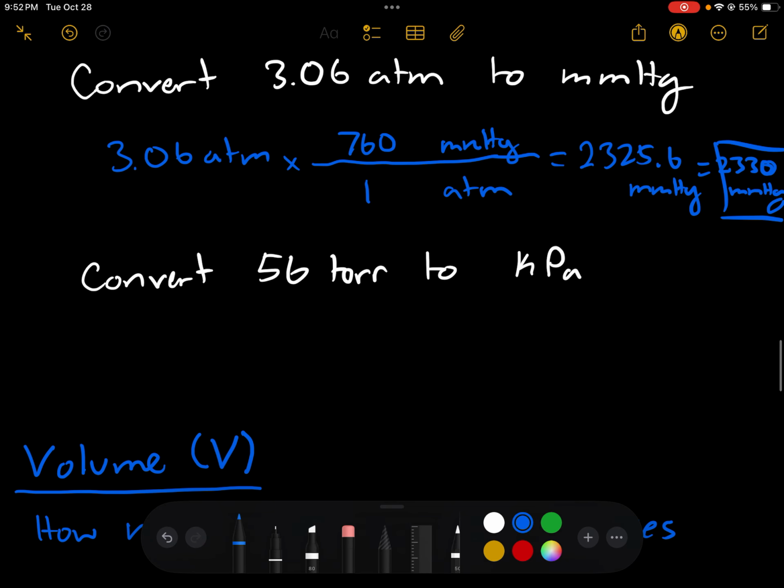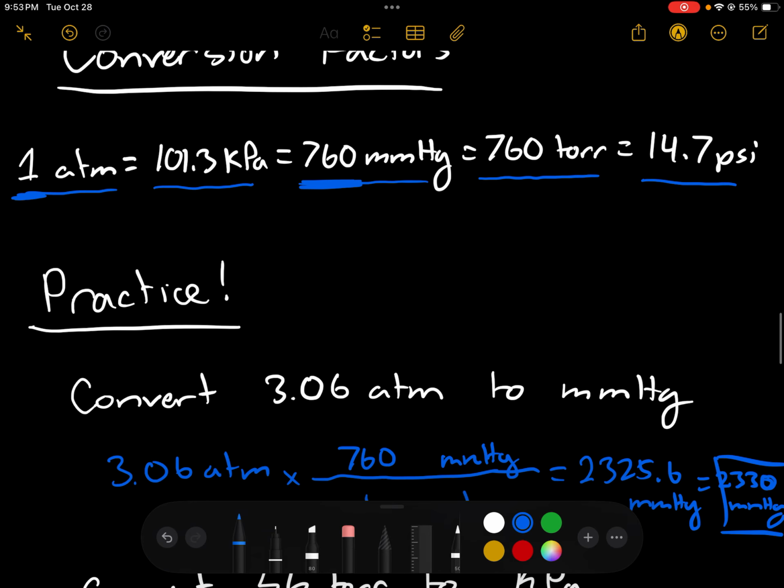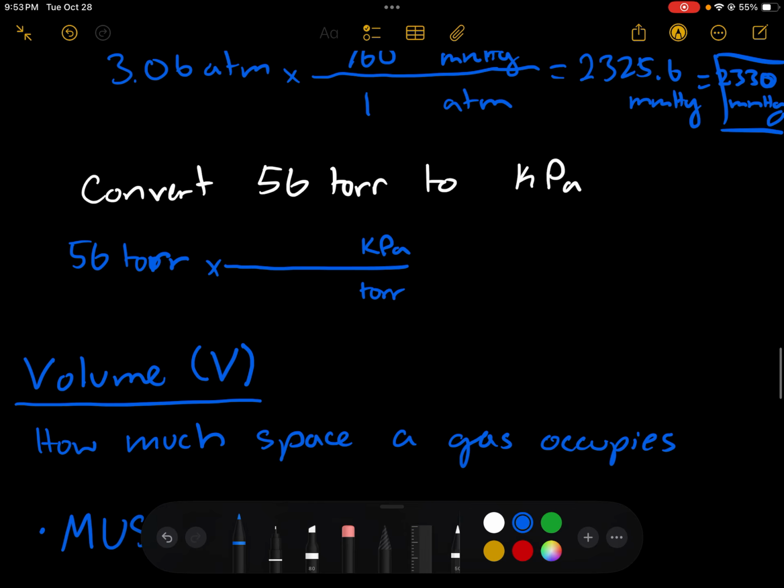If I wanted to convert 56 torr to kilopascals, I start with 56 torr. I do my dimensional analysis. Torr goes on the bottom, kilopascals goes on the top. And again, I'm going to go back up to my equivalencies, and I'm going to take the number for kilopascals and take the number for torr and put it straight in my dimensional analysis. So 760 torr, 101.3 kilopascals. I take my calculator and I multiply and divide that out.